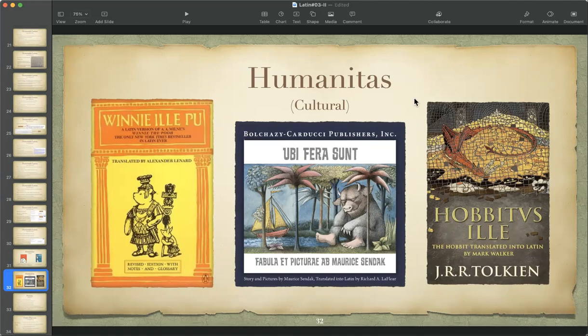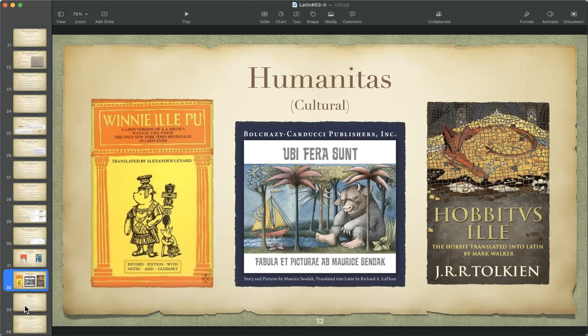Is The Lord of the Rings also translated? Do they also have a translation of The Lord of the Rings? I haven't seen it, but I don't know. The Lord of the Rings is pretty big. Let's see. Dictionary, wiki.com. I don't know. I have not seen that. I will try and look at it before next class.